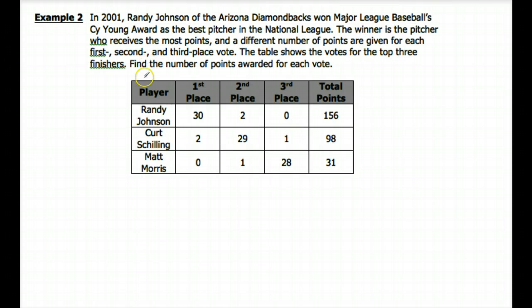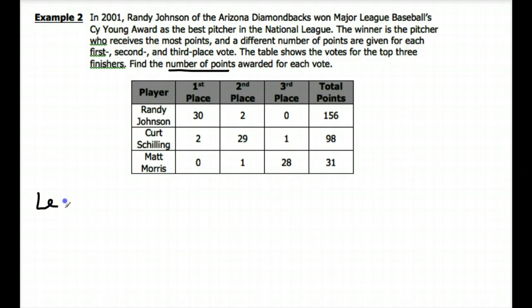So this problem, you're actually given a table that contains all your information. So basically this problem says you've got 3 Major League Baseball players, Randy Johnson, Curt Schilling, and Matt Morris. Each of them has been nominated for an award, and the committee that nominates them gives them either a first, a second, or a third place vote. Okay, and so our job is to, based on the total number of points that each of these players gets, we need to determine the number of points awarded for a first place vote, a second place vote, and a third place vote.